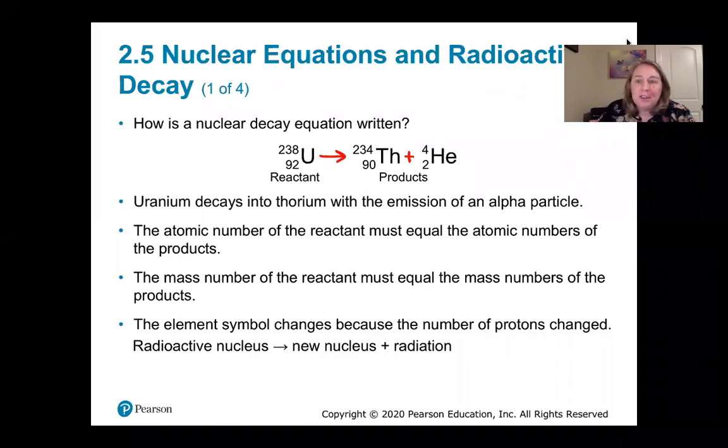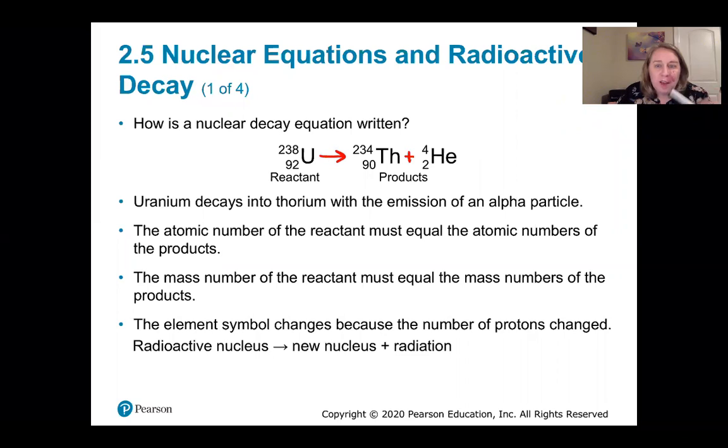Okay, so we are in chapter 2, section 5. We're going to talk about nuclear equations and radioactive decay. We learned what the different types of radioactive decay are last time. Now we're going to show how to write that in an equation.